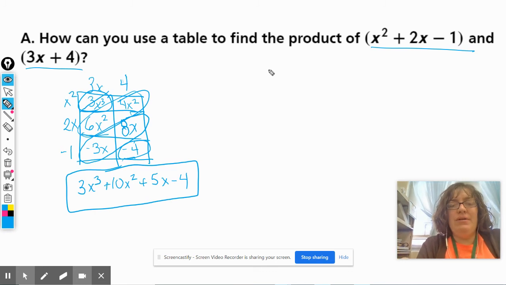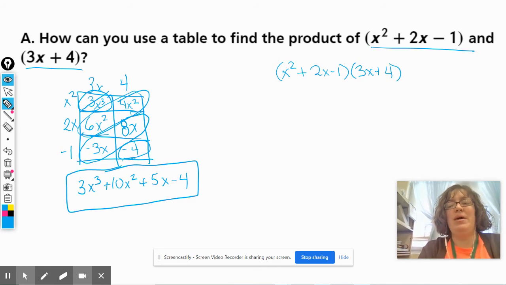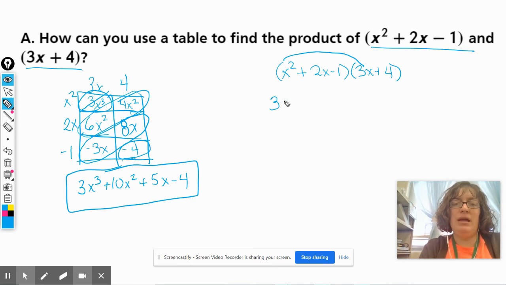Now this one, if I wrote it to use the FOIL method, if I did x squared plus 2x minus 1, and then times 3x plus 4, take a look what happens with the FOIL method. If I do first times first, I end up with 3x cubed. If I do outer times outer, I end up with 4x squared. Inner times inner, I end up with negative 3x, and last times last, I end up with negative 4.